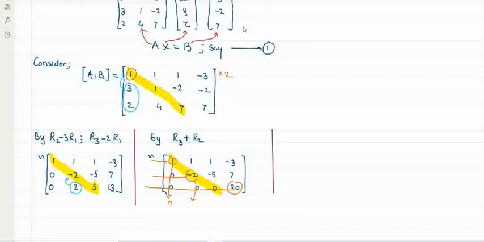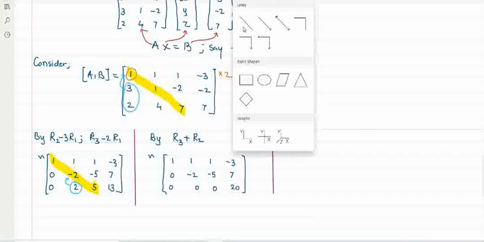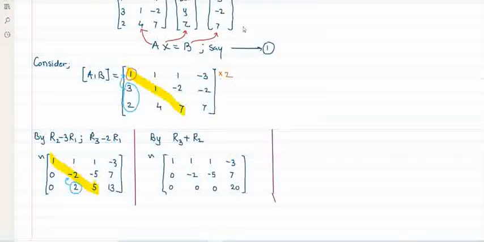Remember, the elements covered by line must be 0. If non-zero element is covered, then that is not the echelon form. Now in this case, is it echelon form? Yes, this one is echelon form. So what is the rank of A and rank of AB from this?